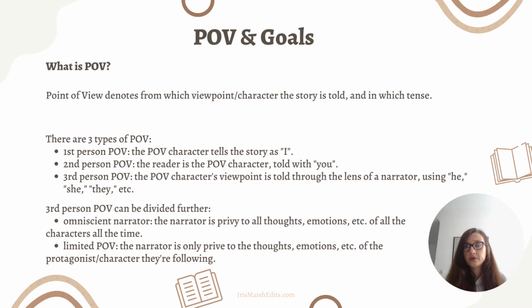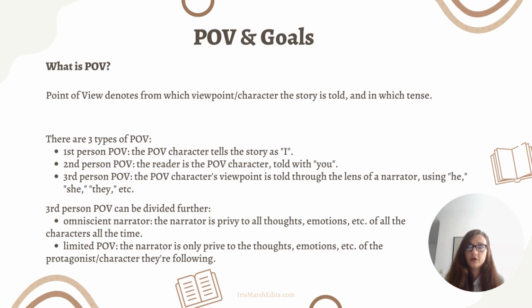And in a third person POV, the POV character's viewpoint is told through the lens of a narrator. So here it's using he or she or they. For instance, he is doing this, he is saying this, he's thinking such and such. And third person POV can also be divided further.